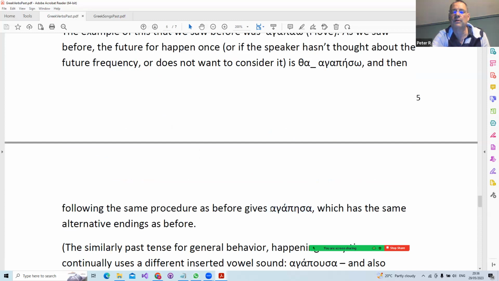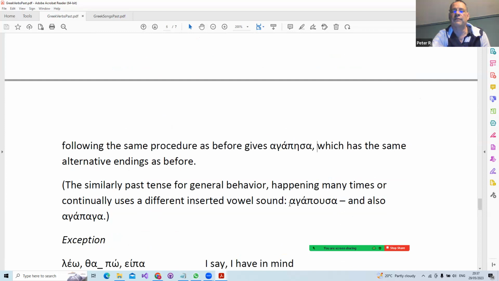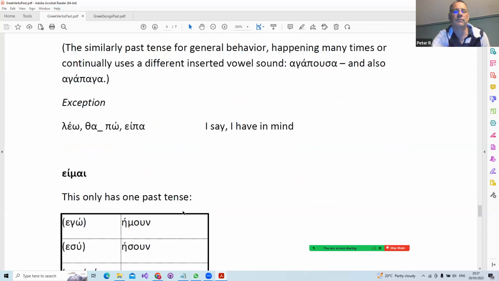Oh, come on, mouse, stop highlighting. So this is the normal noun, i agapi, the love. So the tonos is doing the tonos stuff, and you've got the usa version if it's happening in the past many times. And there's another one as well, which I don't think we'll even see.